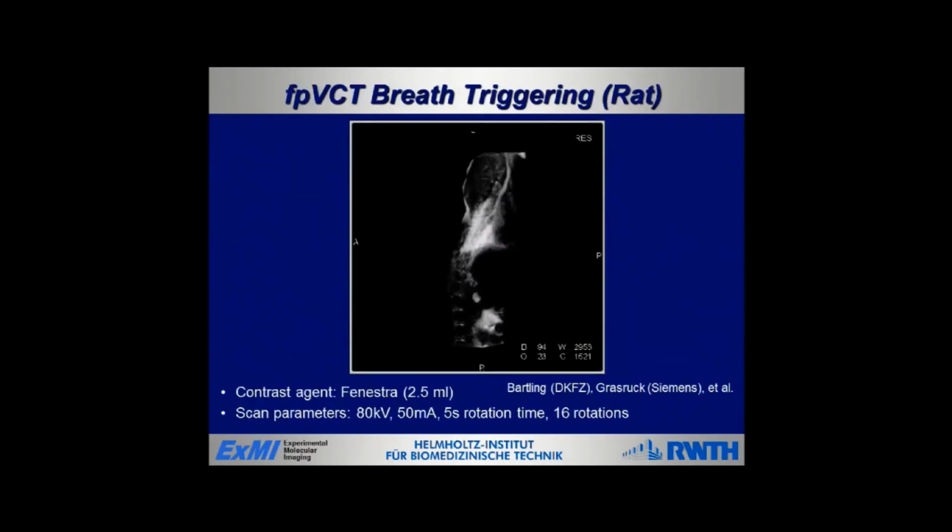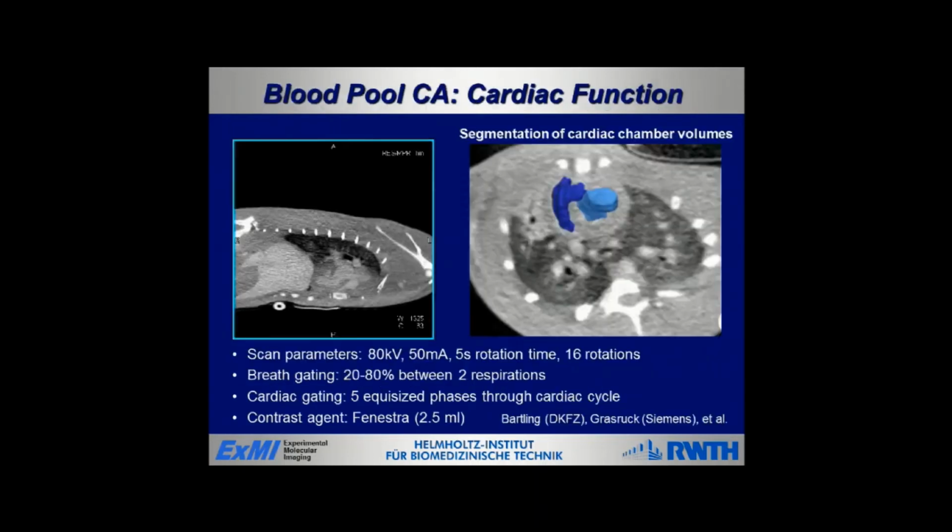Here's an example of how this works. You see it's feasible even in mice with a high respiratory action and a high cardiac action. This is the lung. Here you see an example for the heart. The diaphragm is frozen, as you see, because we only use the projections from the expiratory phase, and then you can just use the cardiac action, see the heart very nicely beating.